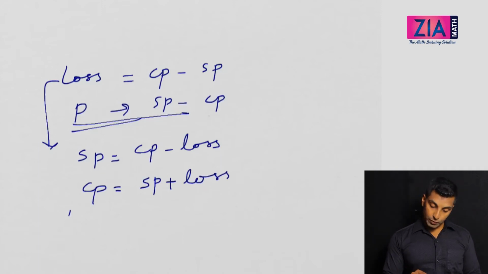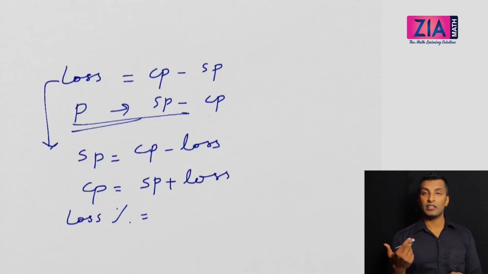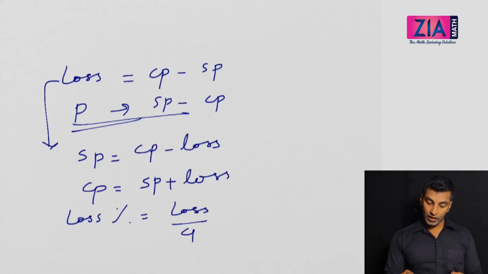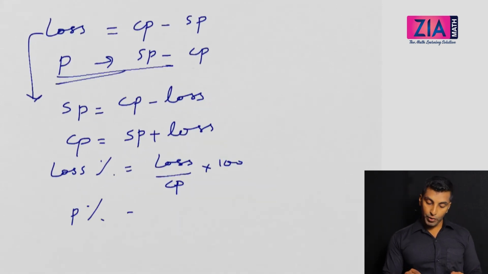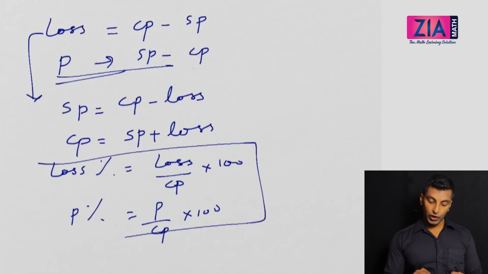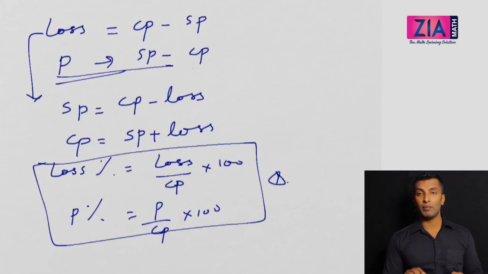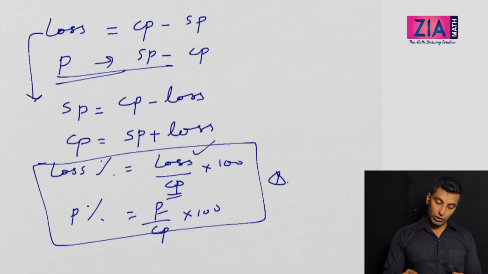Now what is loss percentage? Loss percentage means loss on every 100 rupees, so the denominator should be 100. So it is loss divided by the cost price into 100. Profit percentage, we have seen, is profit divided by cost price into 100. This too is what you need to remember, and that is common sense. If you remember the percentage chapter, this is nothing but the absolute change divided by the initial value. Profit is also the absolute change divided by the initial value.